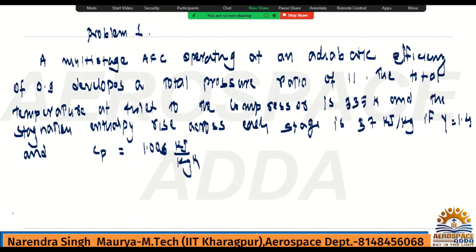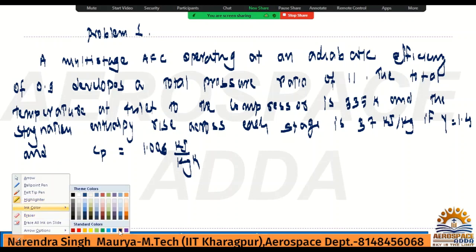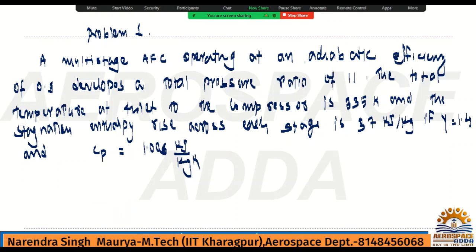And here if you check, very simple, they have mentioned the adiabatic efficiency is 0.9, here it is given. Total pressure ratio, RP, they have given 11. The total temperature at the inlet to the compressor 335 they have given, and the stagnation enthalpy rise across the stage, remember this is across the stage, is given 37 kilojoule per kg. Gamma is 1.4 and Cp 1.006 kilojoule per kg Kelvin. If they have given, you have to take that value. If they have not given, whatever data is required for the problem, you can assume that.